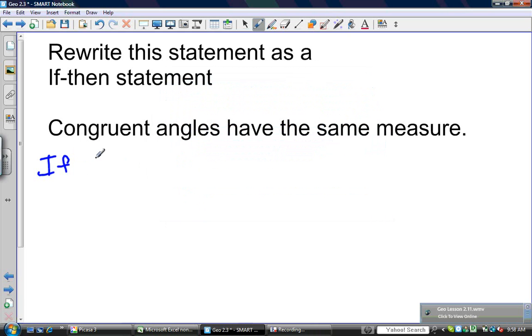If two angles are congruent, then they have the same measure.